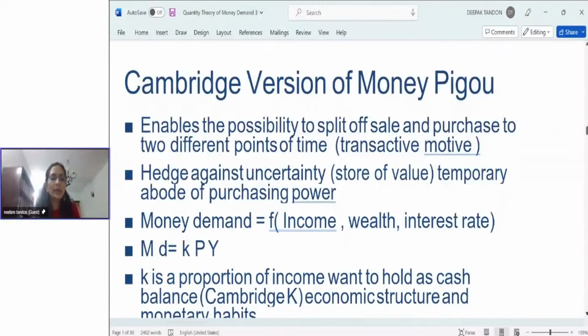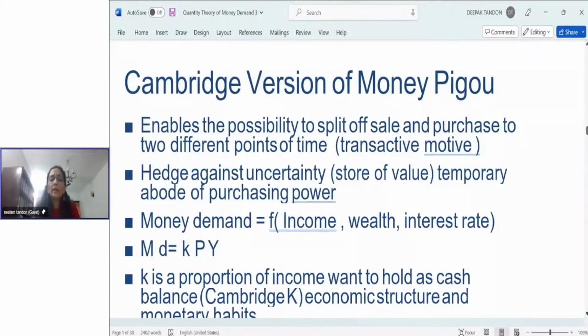So transactive motive is one. Second is store of value, which people go for. He said people go for store of value to mitigate their risk, to minimize their risk in future, and that's why people go for creating wealth. So what Pigou said is money demand is a function of income. Higher the income, higher the money demand. The other component is wealth. When do you create wealth? When you go for investing. And this wealth is based on interest rates. So money demand given by Pigou had three variables: income, wealth, and interest rate.